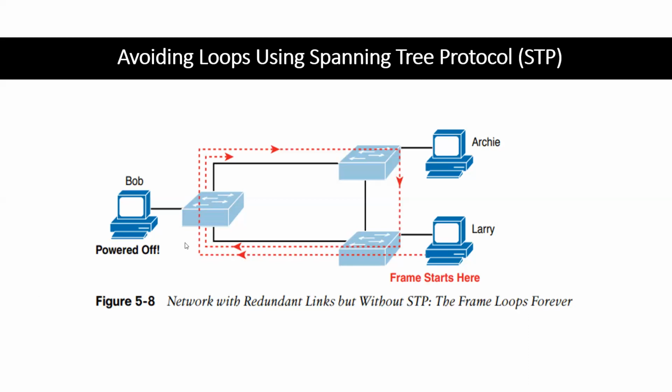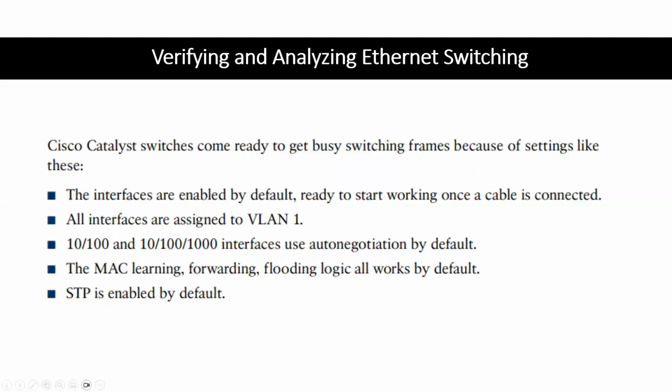So I want you guys to take a look at what spanning tree is, and what happens if spanning tree does not exist: the frame loops forever. And of course, in chapter 9, we'll touch on the spanning tree protocol concepts, which will go in depth about how spanning tree works. Let's continue on with this layer two overview.